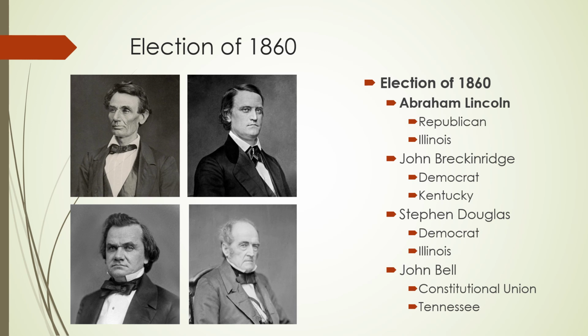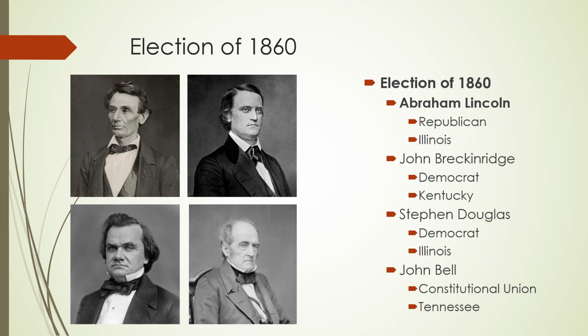Then we have John Breckinridge, who is a Democrat from Kentucky. Kentucky is considered a southern state during this time, pro-slavery candidate. And then we have Stephen Douglas. Stephen Douglas is also a Democrat. He's a northern Democrat, so he's from Illinois. He's from the same state as Lincoln. And so, obviously that's going to cause problems with the Democrat vote, and we'll see how that plays out.